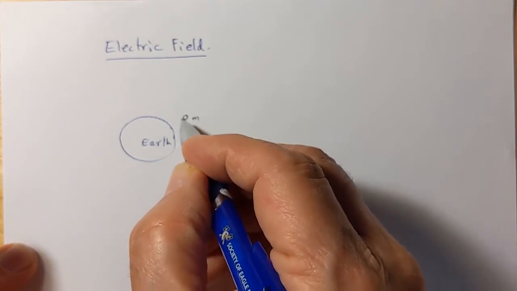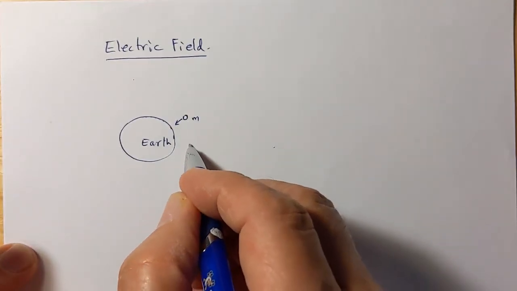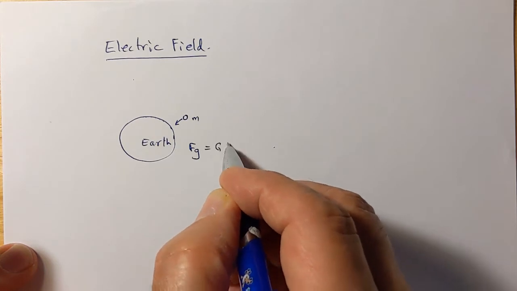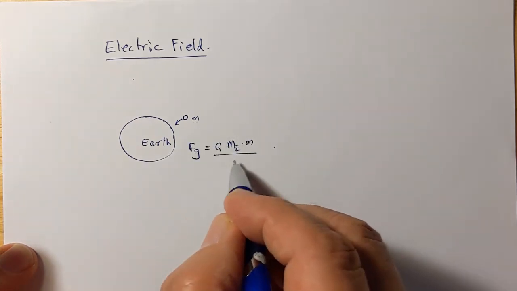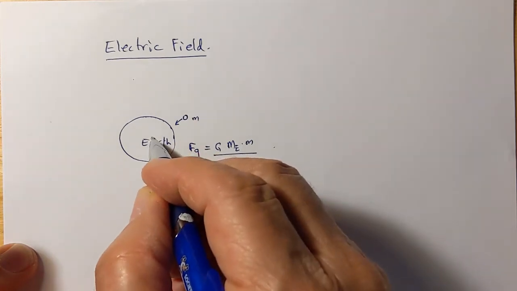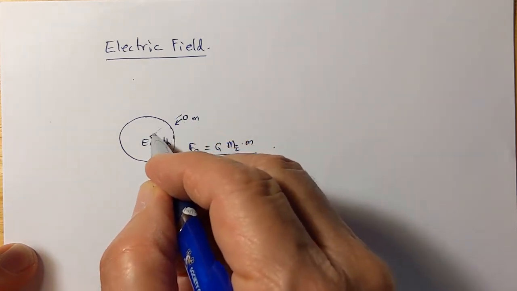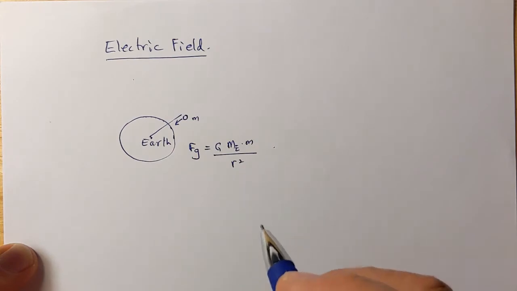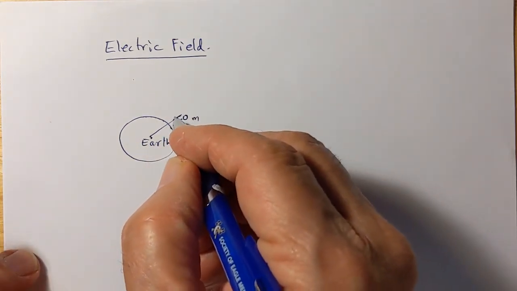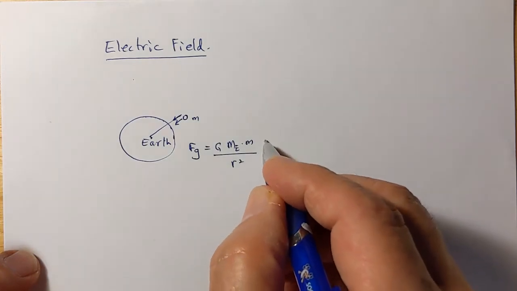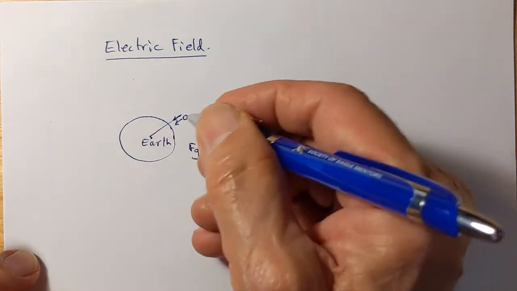Some mass m is pulled this way, and the force of gravity is G, mass of the Earth, times this little mass, over r squared, where r is the distance from the center of the Earth up to here. That's the distance r, and it's pointed in this direction. So that would be, let's say, the unit vector r pointing this way.